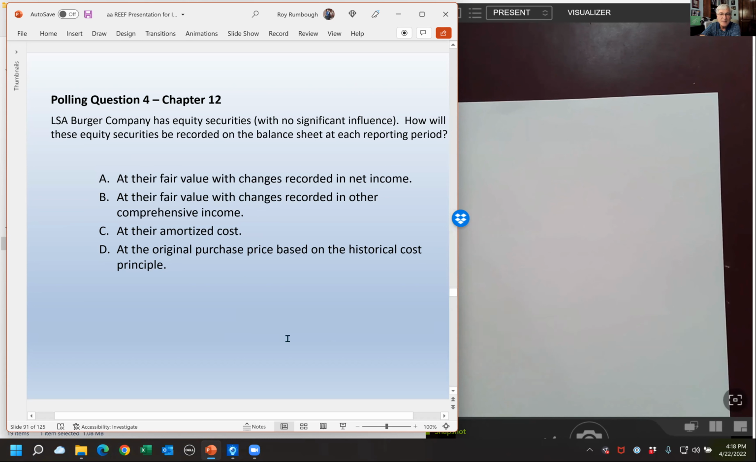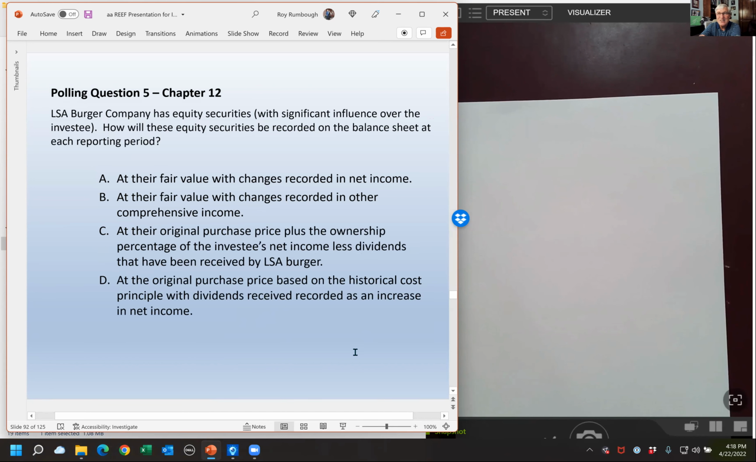Answer is A. Amortized cost, that's really only related to held to maturity debt securities. I had to pause myself there. Mainly in this chapter, memorize these things. You're going to have to.